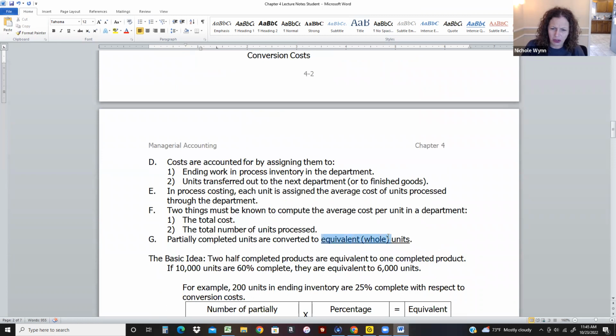So what we're going to focus on is equivalent units. An equivalent unit is the concept that if we have a bunch of partially completed units, in total, they will have equivalency to them. The basic idea is 2 half-completed products are equivalent to 1 completed product. So if I have 2 units that are halfway done, that's considered 1 completed unit. If 10,000 units are 60% complete, that's equivalent to 6,000 units. So 10,000 units that are 60% complete is equivalent to 6,000 completed units.